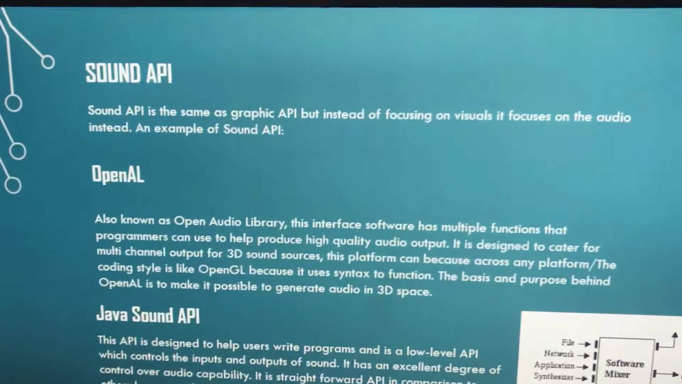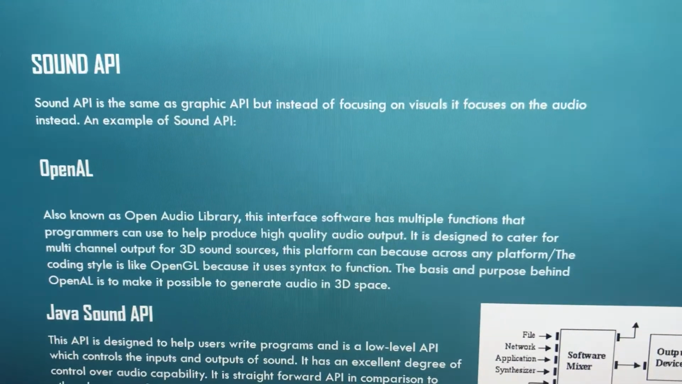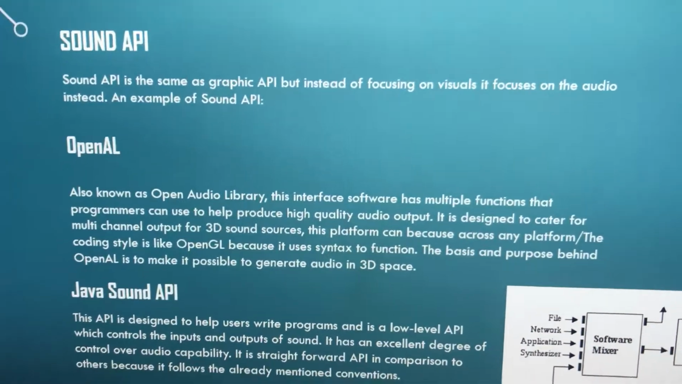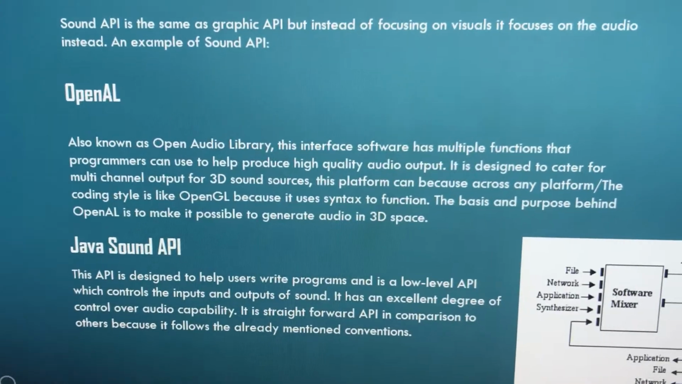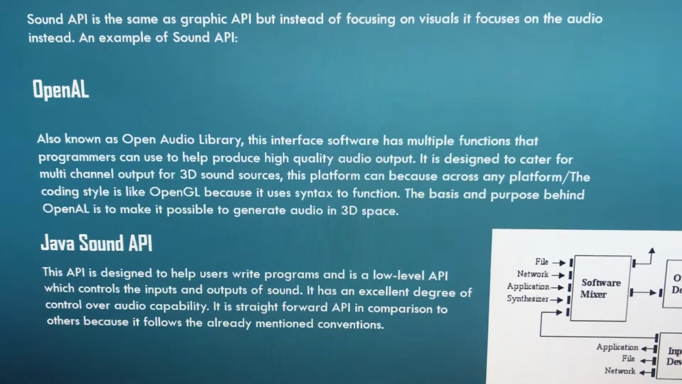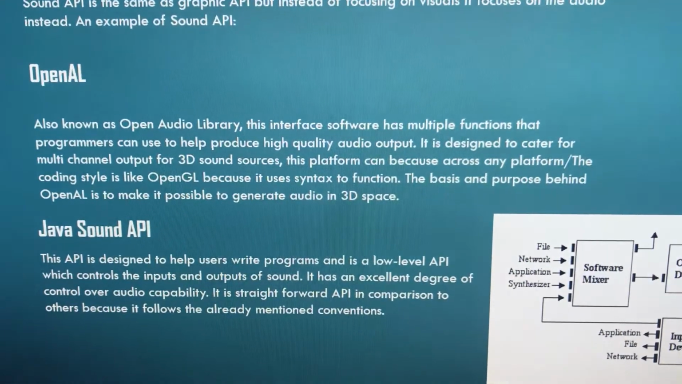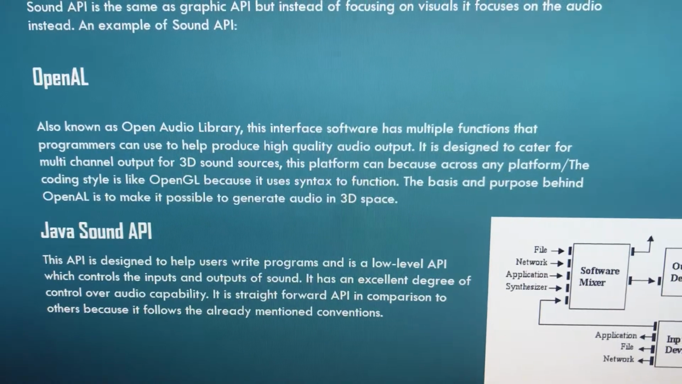Sound API. Sound API is the same as Graphic API, but instead of focusing on visuals, it focuses on the audio. An example of Sound API: OpenAL. Also known as Open Audio Library, this interface software has multiple functions that programmers can use to help produce high-quality audio output. It is designed to cater for multi-channel output for 3D sound sources.